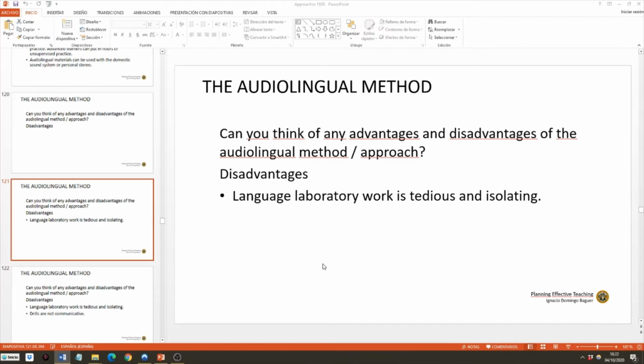Welcome back. What are the advantages and disadvantages of this approach? Let's start with the disadvantages. The first disadvantage is that drilling and repetition can be quite boring, and obviously they are not communicative. The lack of context for the repetition exercises may result in a loss of motivation, as well as making it difficult for students to grasp the use of what is being learned in a proper context.